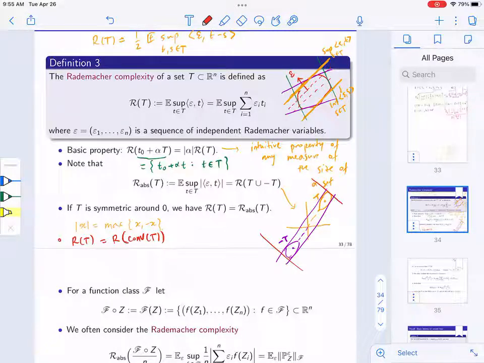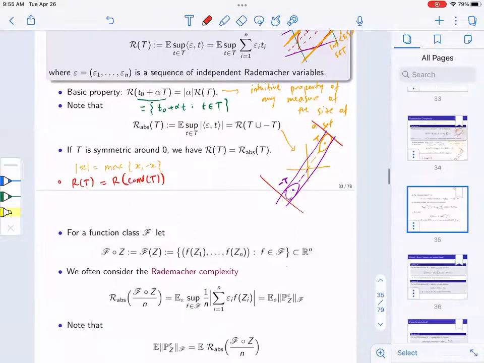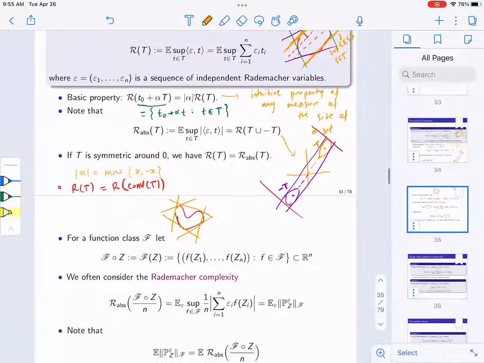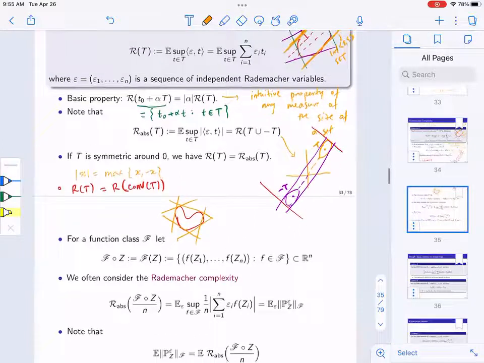You can also see this if you imagine a set like that: these slabs are not going to see the non-convexity, they just see the convex hull. Just measuring the width is the same as if I just look at the convex hull. Geometrically, it's clear. So there are other properties as well. So we'll see, these Rademacher quantities have interesting properties.